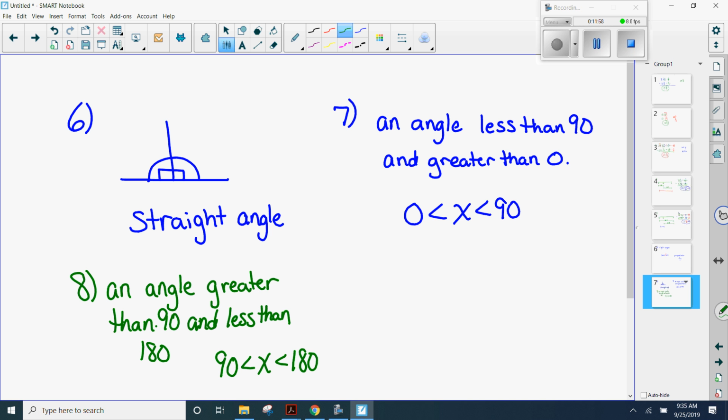Number 9. What's your answer? 90 degrees. What is the measure of a right angle? 90 degrees.